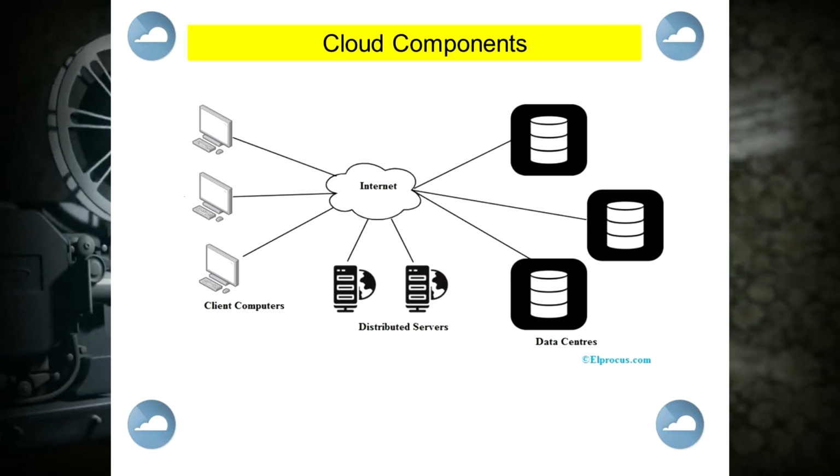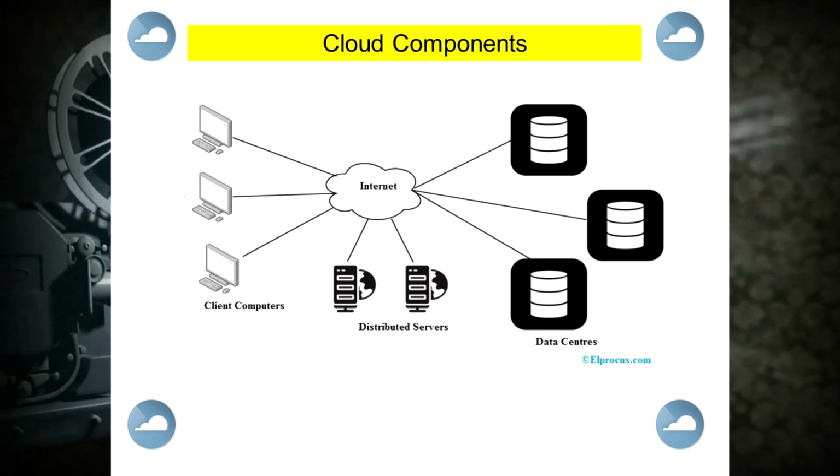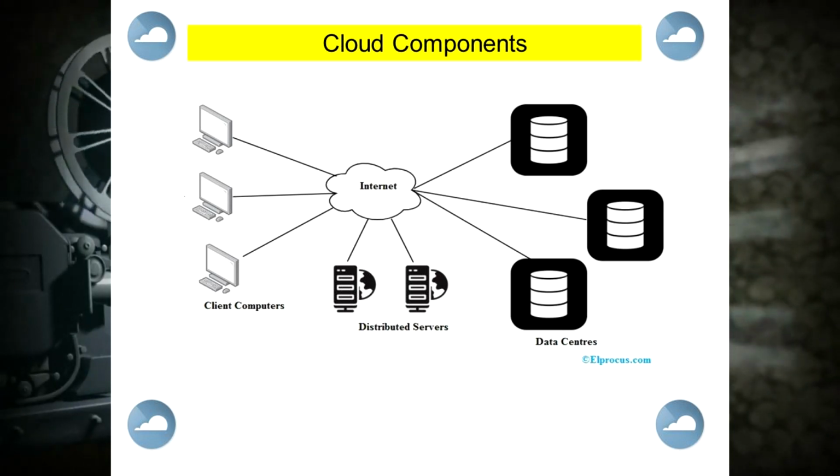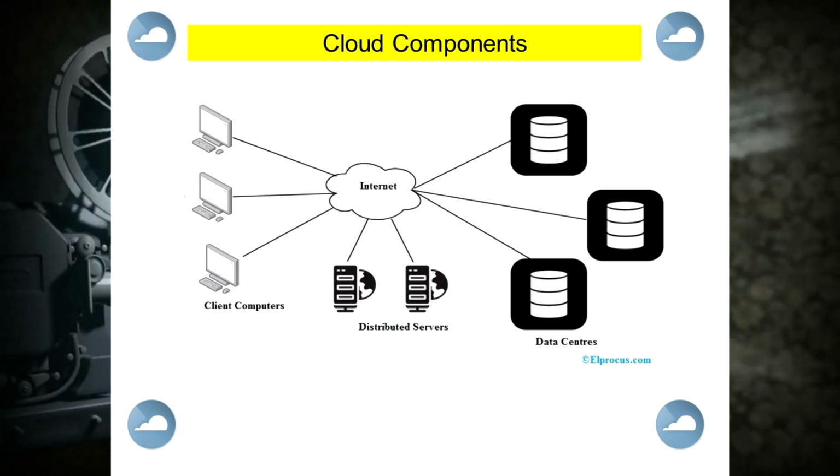The third one is distributed servers. These are considered as a server that is housed in another location. So the physical servers might not be housed in a similar location. Even though the distributed servers and the physical servers appear to be in different locations, they perform as if they are so close to each other.